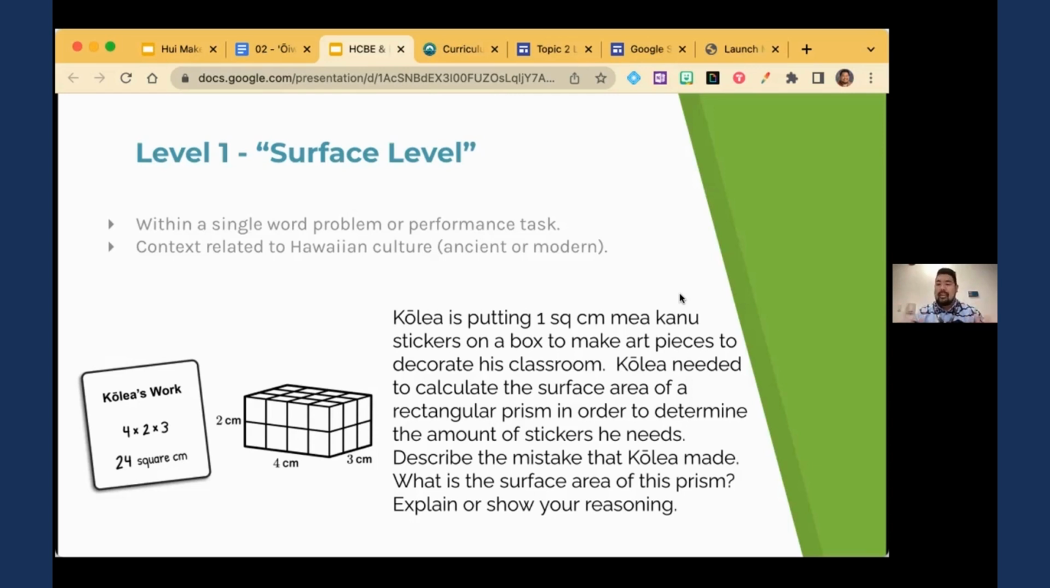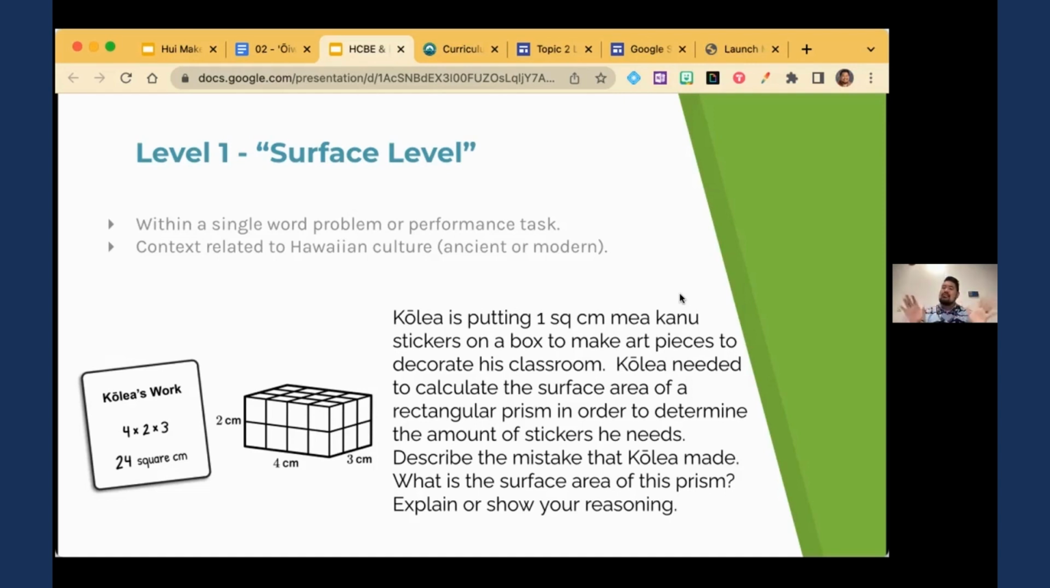This is not wrong by any means. You're still putting effort into creating a problem in the context of the keiki. So this is one example I pulled. Kolea is decorating this box. This is about surface area, so he wants to put these stickers on it. And the stickers have like, I don't know, kupu kupu on it.